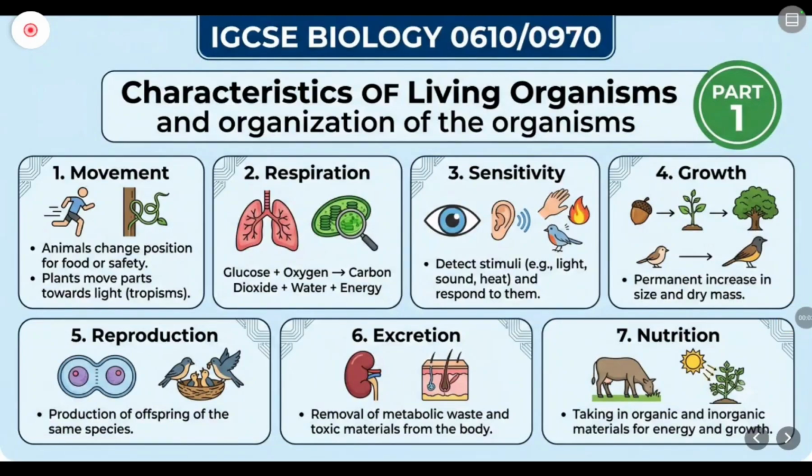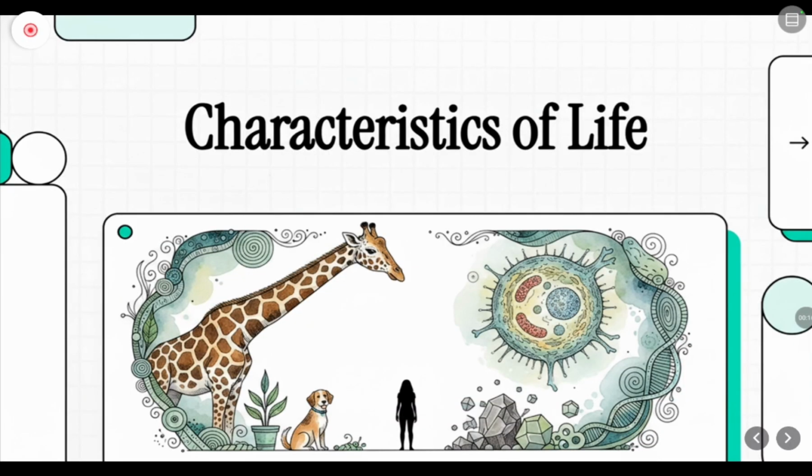Hello everybody, today we're going to explain the characteristics of living organisms and organization of the organism, which is the first chapter in our IGCSE syllabus for Biology 0610 and 0970. So let us start with the first thing.